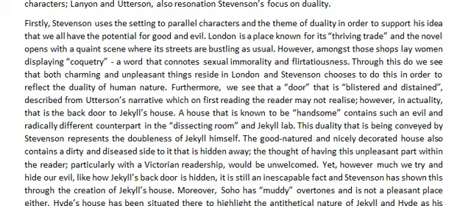So let's have a look. London is a place known for its thriving trade, and the novel opens with a quaint scene where its streets are bustling as usual. However, amongst those shops lay women displaying coquetry, a word that connotes sexual immorality and flirtatiousness. Through this do we see that both charming and unpleasant things reside in London, and Stevenson chooses to do this in order to reflect the duality of human nature.